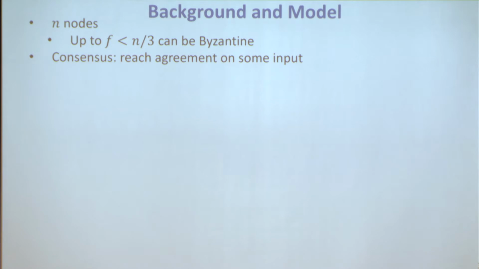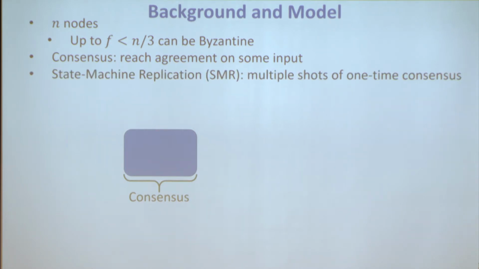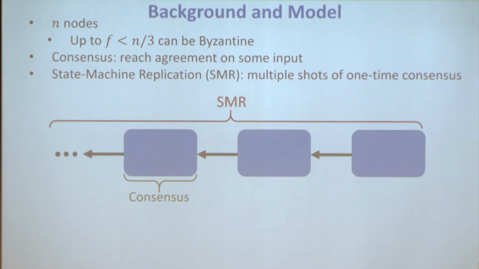Now, consensus means to reach an agreement on some input from one of the honest nodes. In terms of a blockchain, running a consensus algorithm means to agree on one block, on one input. State machine replication, or SMR, is simply multiple shots of one-time consensus, meaning running the consensus algorithm over and over again. Again, in terms of a blockchain, it simply means to agree on the entire history of the blockchain.